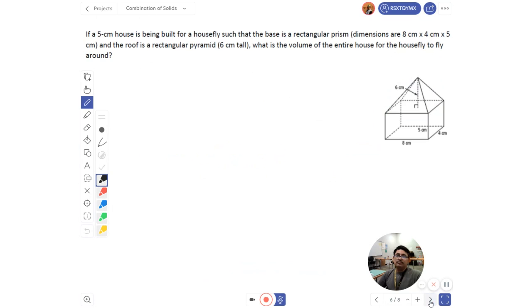Well, the next question is, if a 5 centimeter house is being built for a housefly, and so on. So here, I see that, okay.